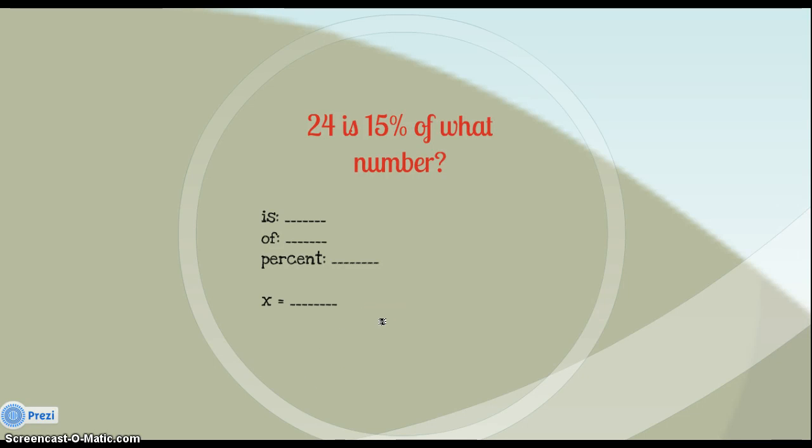Okay, if you did this correctly, then you should have your is number to be 24. We do not know the of number, but the percent is 15. And if you set everything up correctly, you should find that x is 160. Therefore, 24 is 15% of 160. All right.